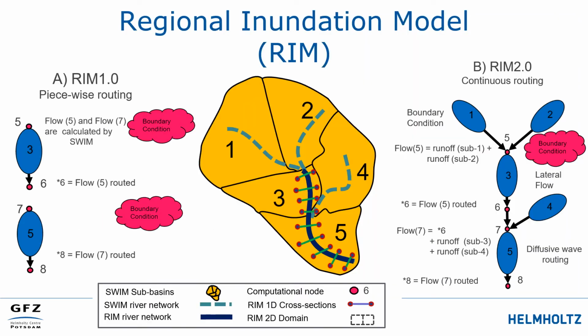So the old version of the model, RIM1, uses a piecewise routing scheme where there is a boundary condition at the beginning of each subbasin, and this actually prevents the model from passing any inundation information from the upstream of the river to the downstream. While on the opposite side, RIM2 uses a continuous routing scheme where there is only a boundary condition at the very beginning of the river, and this actually allows the model to pass the inundation information from any upstream subbasin to the downstream.